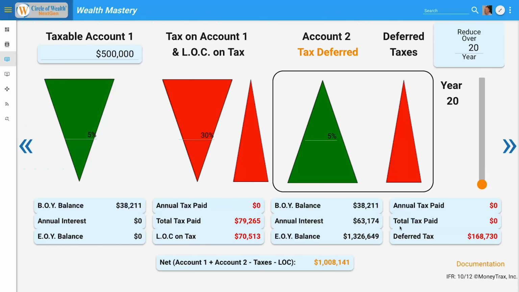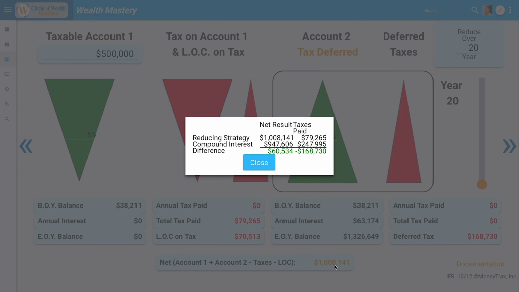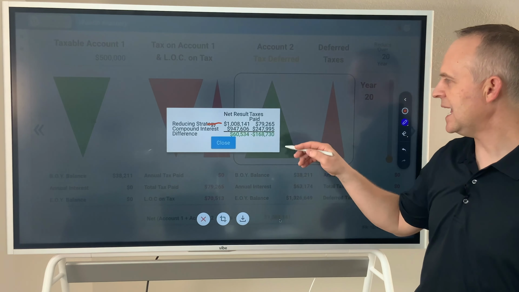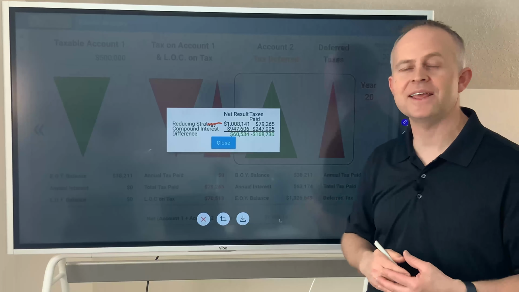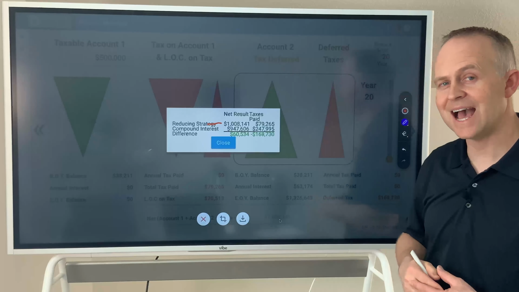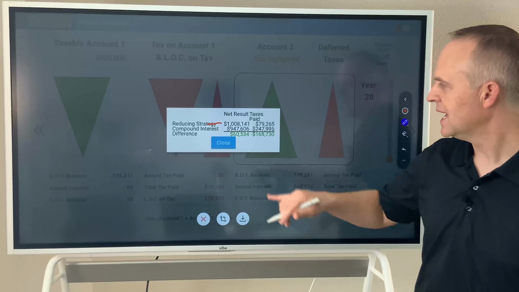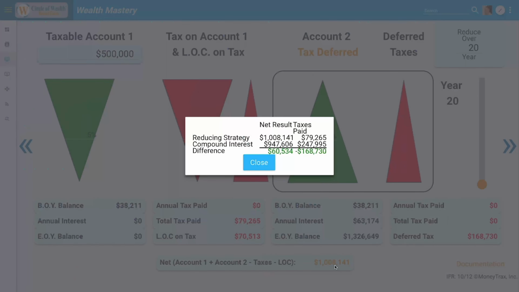If we look at what our net results are, let's open up that, and we can see that by reducing the problem, we now have over $1 million versus the $947,000 in our compounding interest example, which of course compounds the problem, which is a $60,000 difference, and we've saved over $168,000 in taxes. Okay, pretty remarkable in this example because we've done it kind of gradually over the 20 years, right?